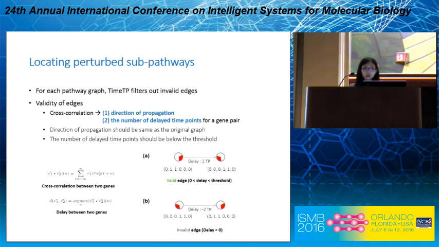So in this example A, in the valid edges, there are 2 genes with 2 expression patterns that are very similar but with a positive delay. And in invalid edges, there are expression patterns with negative delay, so we can get rid of these edges from the original pathway graph.